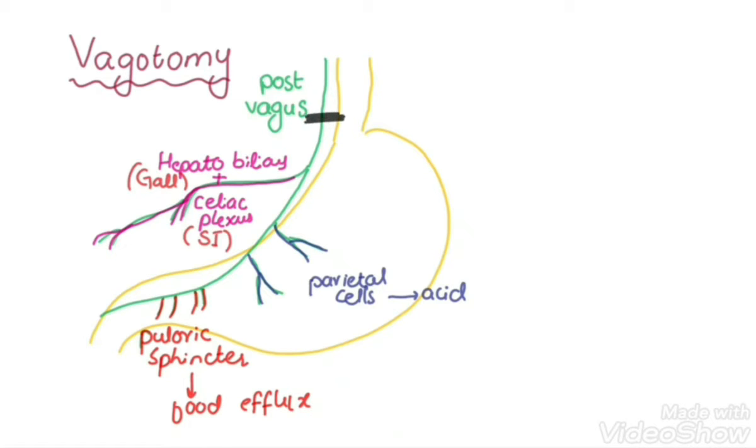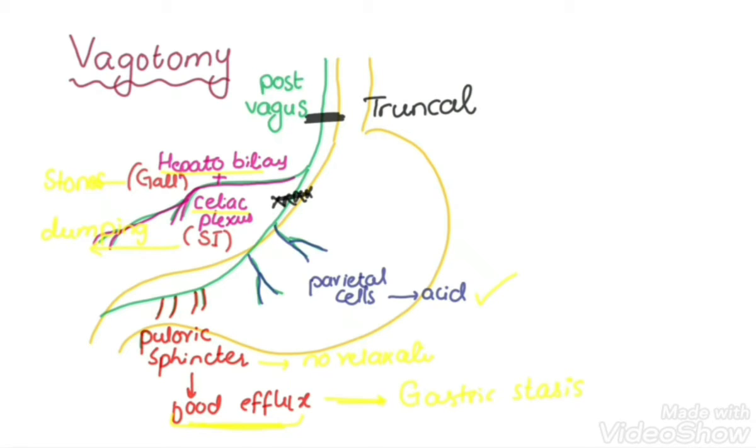So in truncal vagotomy, we transect the trunk of the vagus nerve. It cuts off supply to the gallbladder, and so gallstasis occurs and stones form in the gallbladder. It can also result in dumping syndrome due to the increased stomach tone, which will be explained later, and no relaxation of the pyloric sphincter causes food stasis within the stomach.